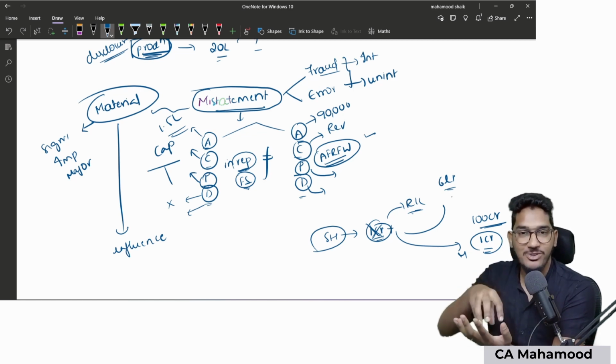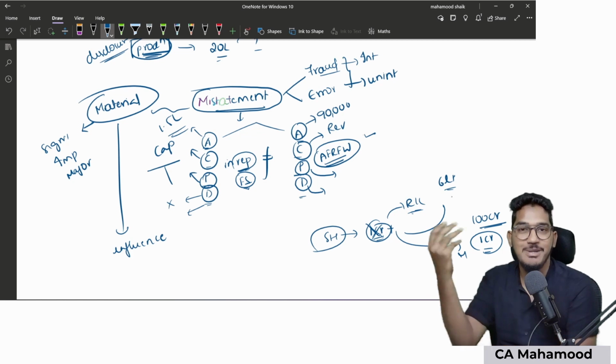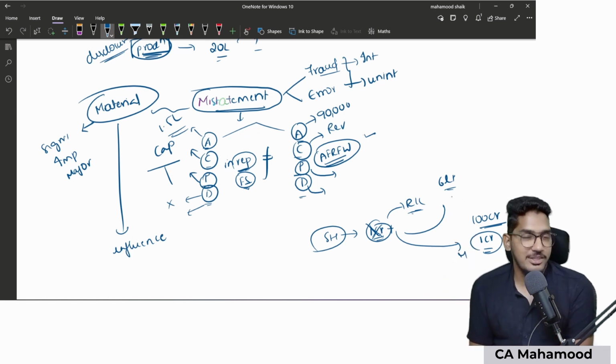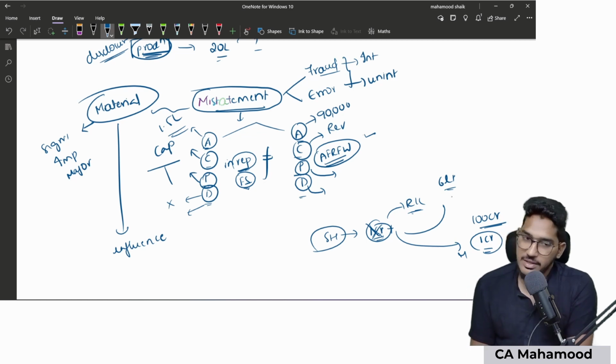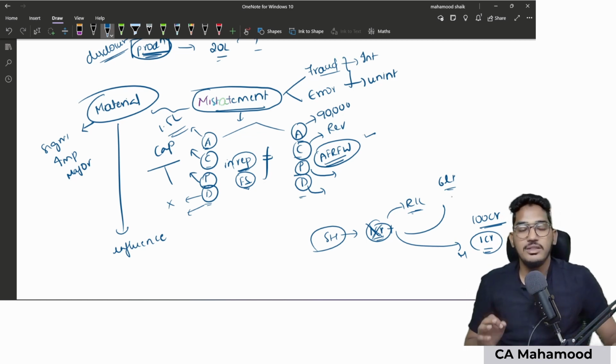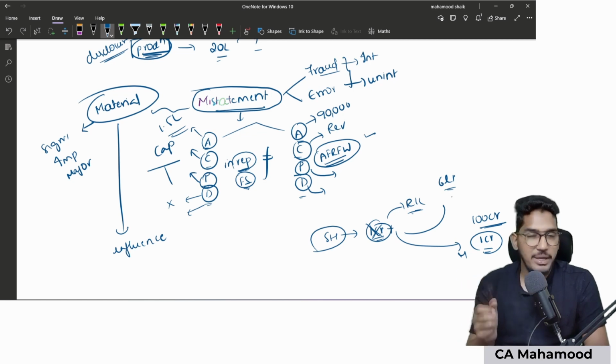So if you feel 1 crore is material in one small company, the same 1 crore might not be material in another company. Understood everybody? So materiality is a very relative term, a perception which changes with the facts and circumstances of each and every case. Clear everybody? So this is the meaning of the term material.